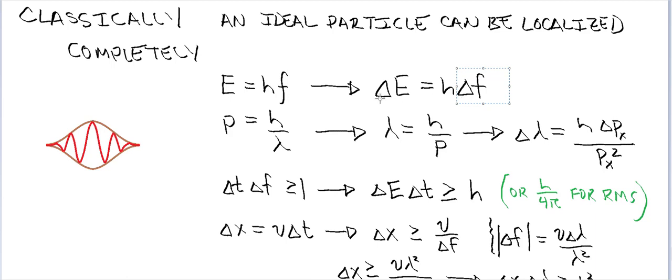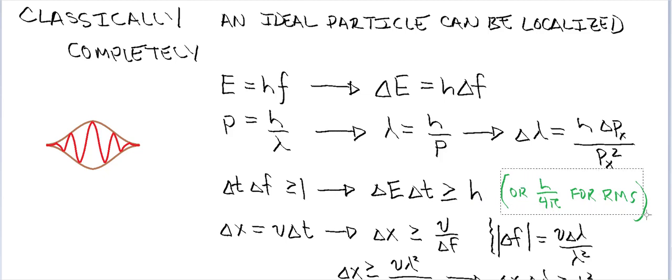Delta f is just going to be delta E over h. So we could sub that in, right? Instead of delta f, we could plug in delta E over h, and then we would have delta E over h times delta t has to be greater than or equal to 1. We could multiply h across to both sides, and we would get delta E times delta t has to be greater than or equal to h.